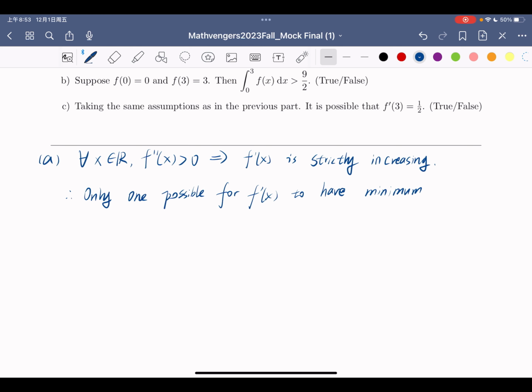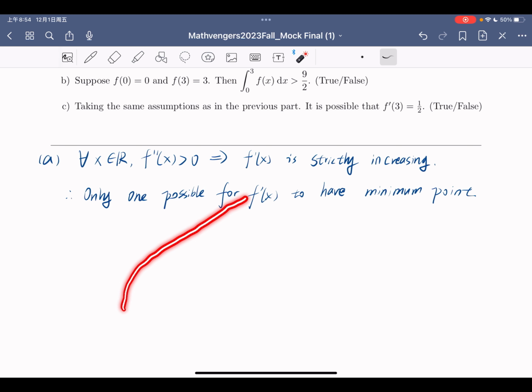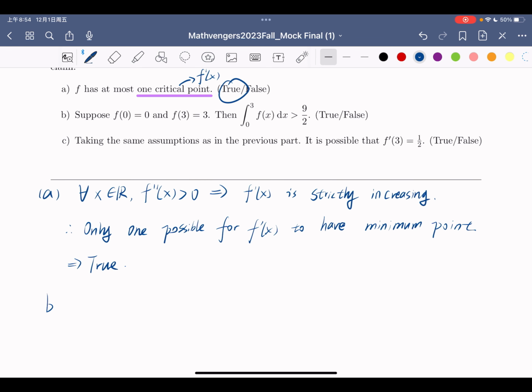So for a function that is strictly increasing, there is no possibility for it to have a maximum point. It just has a minimum point, because strictly increasing means it cannot be stationary, it is always increasing, so there is no maximum point. So the first statement is true: at most one critical point.